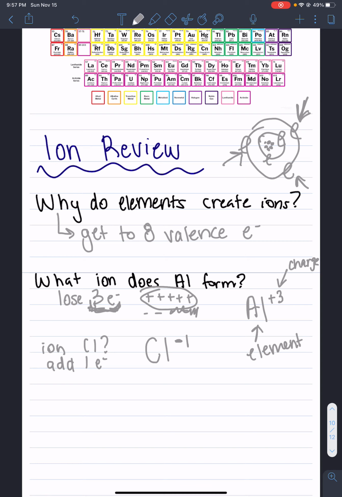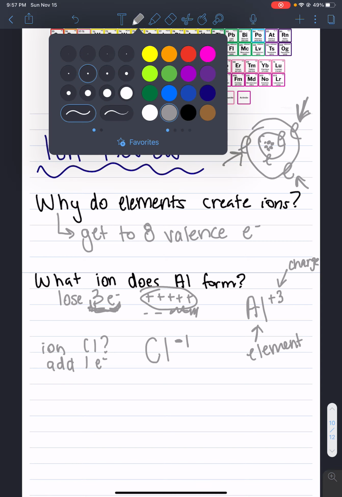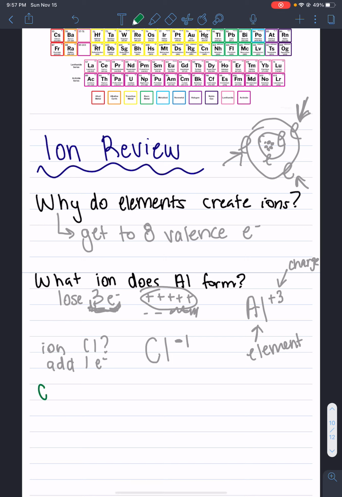There are certain terms that we're going to have to know for this coming unit and the test, and one of them is called a cation. And a cation is a positive ion.